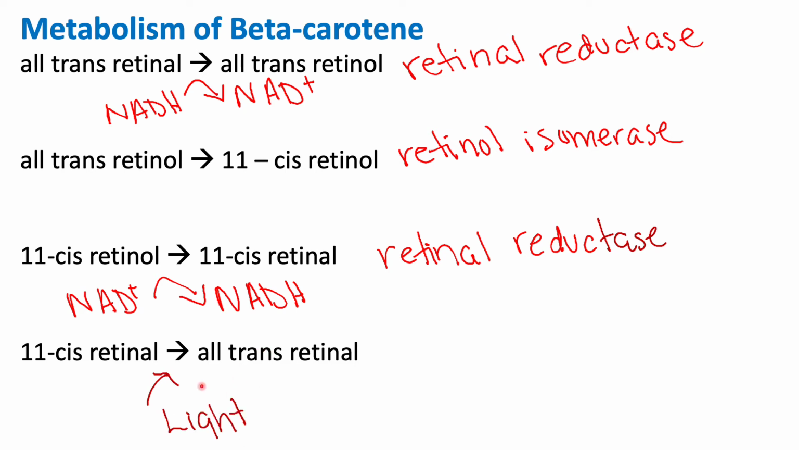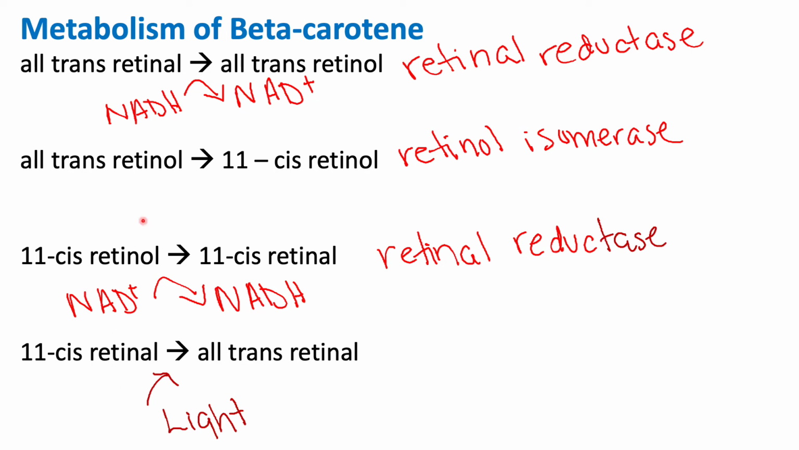Now we can see that we're back to all-trans retinal, and we're going to see up here, it's the same pathway again. So first we're undergoing a reduction, then an isomerization, then an oxidation, and then simply light energy will convert it to all-trans retinal.